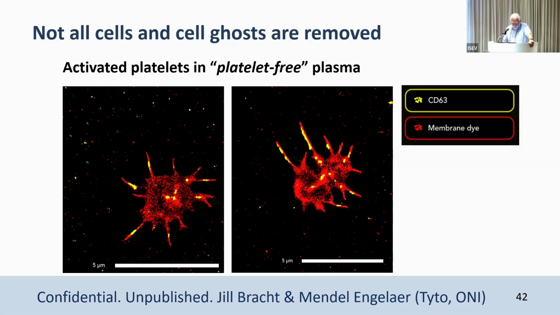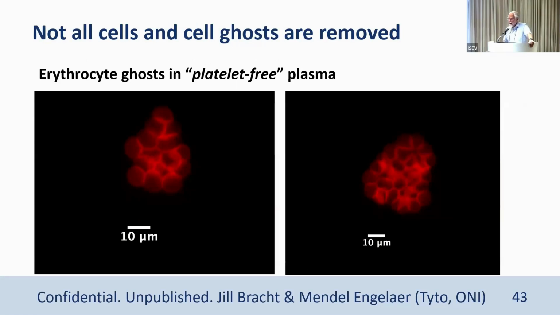These are data from Jill Bracht and Mendel Engelaar. But we also see red blood cells there. And keep in mind, you cannot easily separate these from your vesicles when you do a downstream analysis. When you are looking at the vesicles, these will also be present, and they are much larger than the vesicles you're looking at. So they're elephants in your population of mice. It's a big confounder, even though you have only a few.